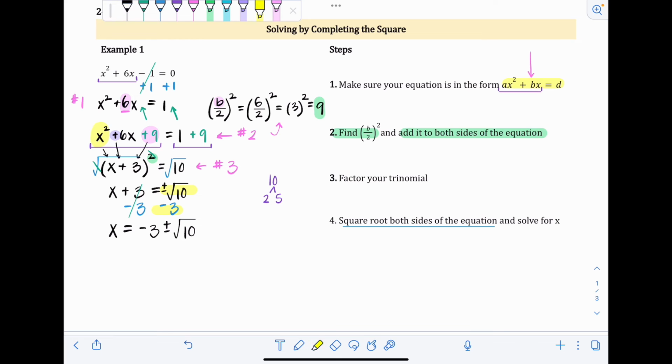Then our final answer would be x equals negative 3 plus or minus the square root of 10. And then this whole process, sorry, this is kind of jumbled between step 3 and step 4, but this is step 4, from when we square rooted all the way down.